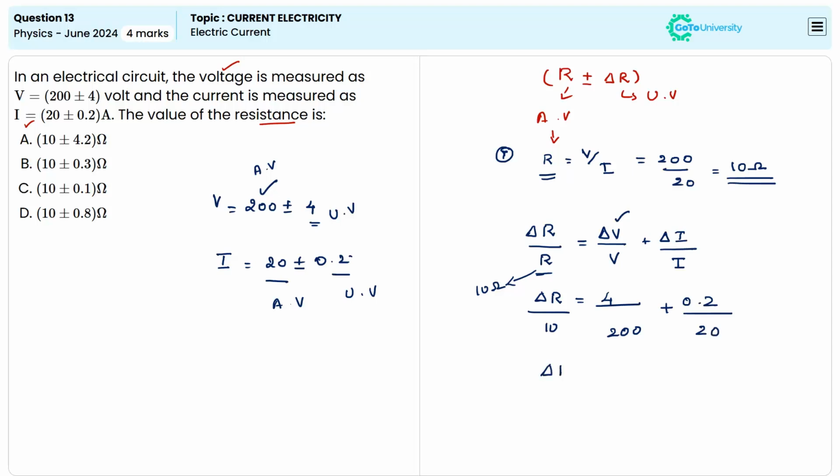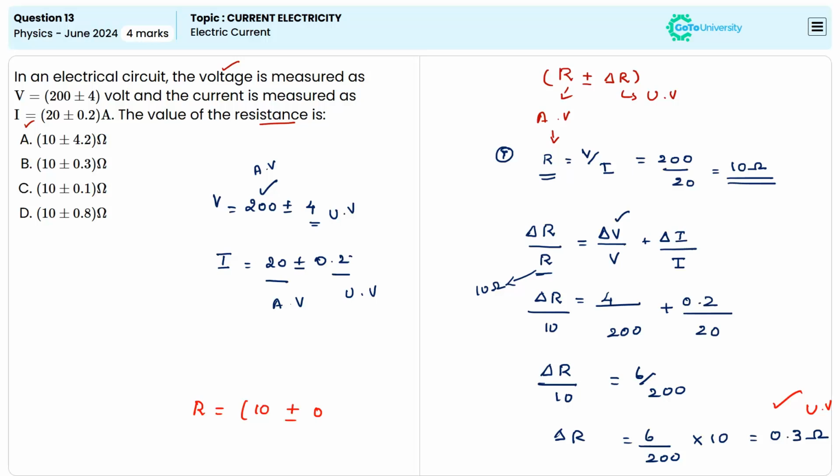When we are simplifying, we will get del R divided by 10 is equal to 6 over 200. So del R will be equal to 6 divided by 200 times 10. When we are simplifying this, we will get 0.30. So this is our uncertainty value. So the R will be written as 10, the actual value, plus or minus the uncertainty 0.3. So the correct answer for this question is option B here.